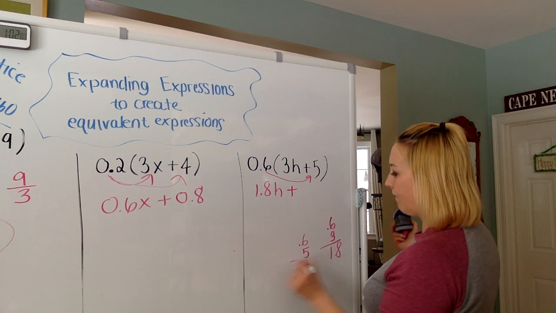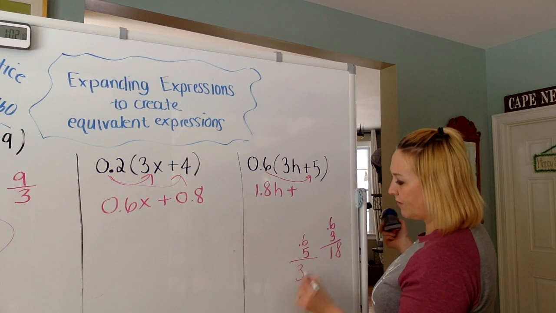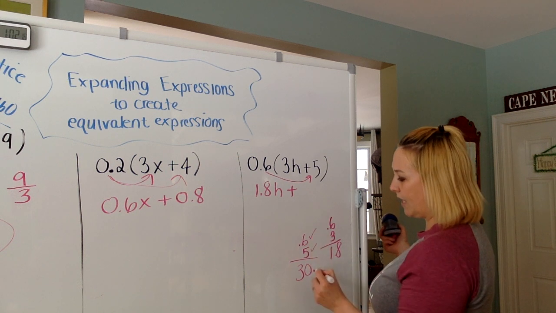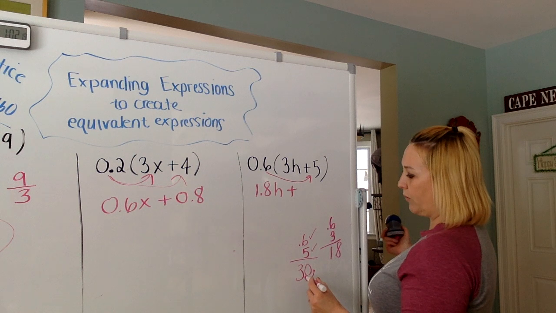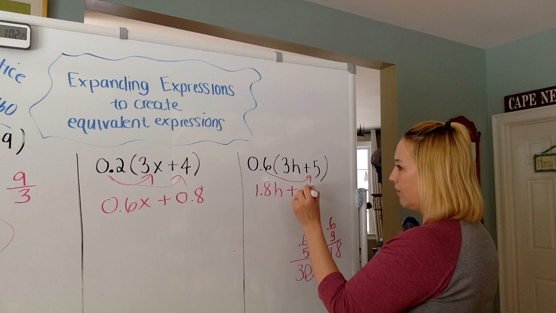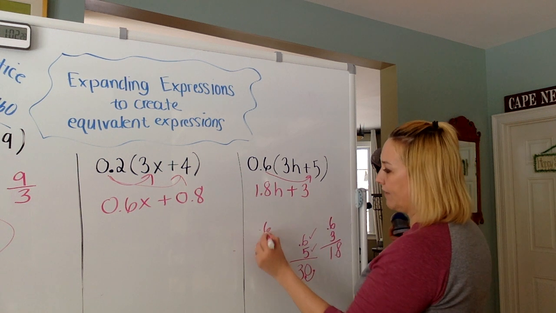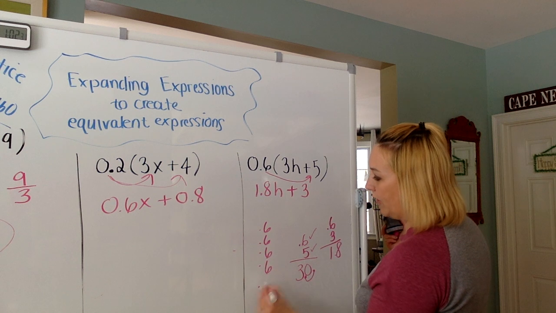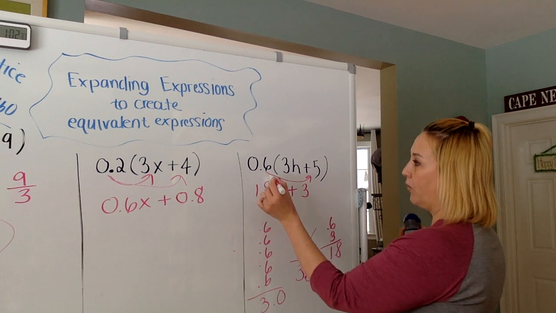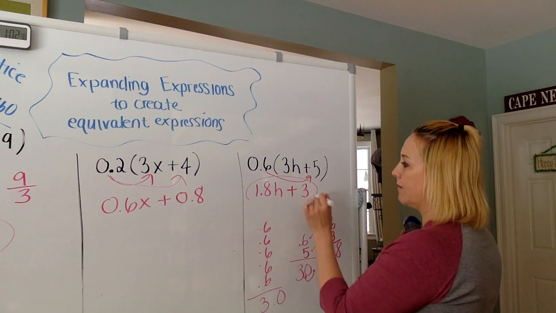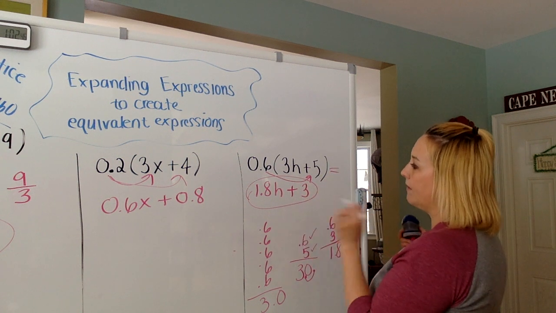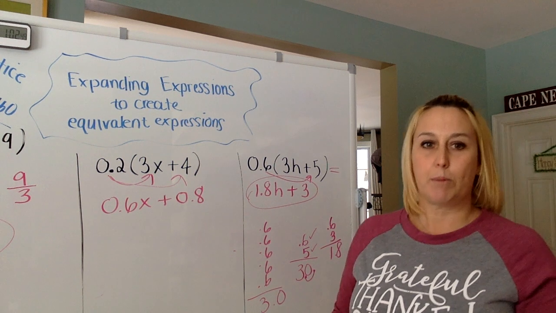6/10 times 5. Well, 6 times 5 is 30, but this is a whole number, so I don't need to move the decimal place over. And this is to the 10th, so I move it over 1. So 3. 6/10 times 5 is 3, so plus 3. And that would make sense. Again, I'm probably overkill, but I just like to show you. If I added 6/10 up 5 times, I would get 3. So 6/10 times positive 5 is 3. So the equivalent expression, 6/10 times 3h plus 5 is 1 and 8/10 h plus 3.